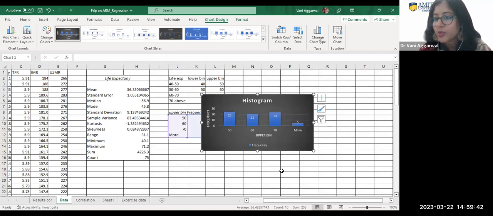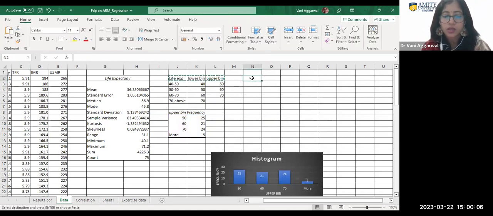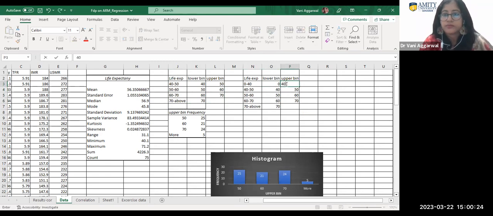Clear? But interpretation is important, as I said, right? So how do you interpret the histogram? You say that for the 50 or below, right? Because 0 is not here. Now, for example, I'll create this again with 0. So for 0 to 40, for example, I'll write this. Lower bin is 0, upper bin is 40, right?